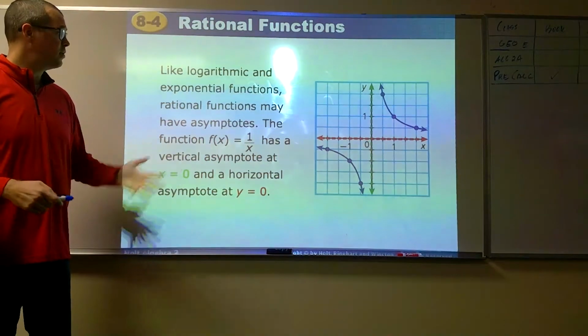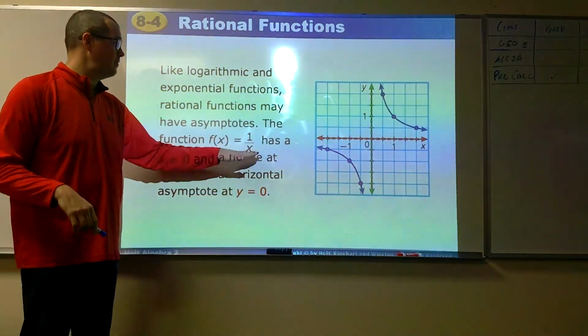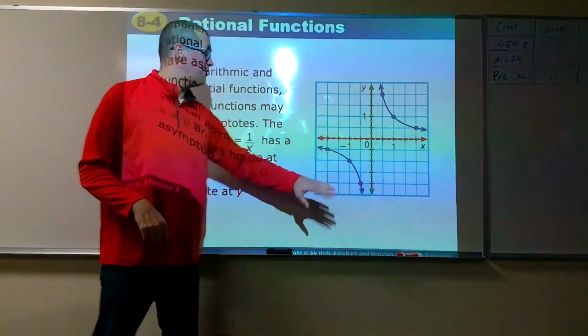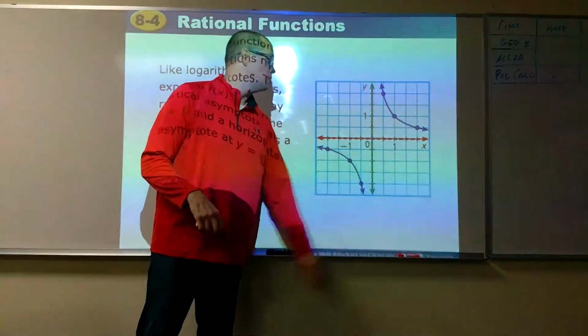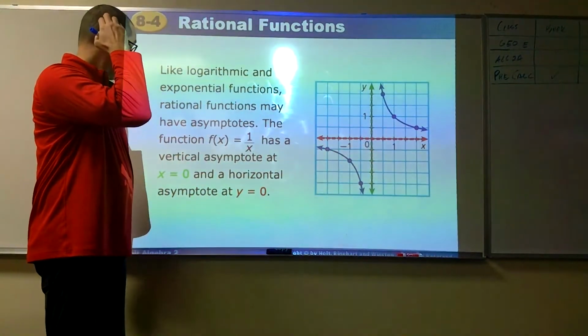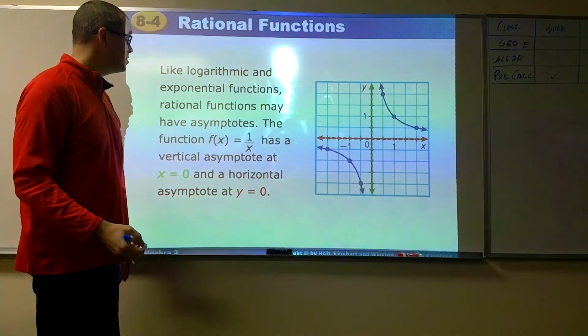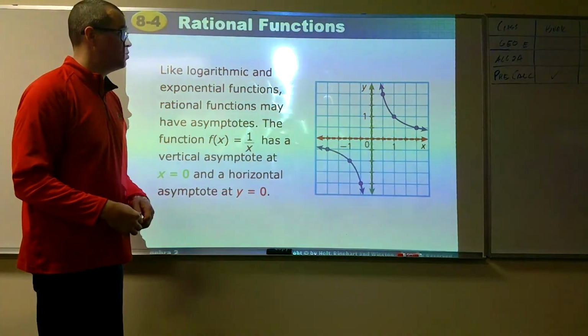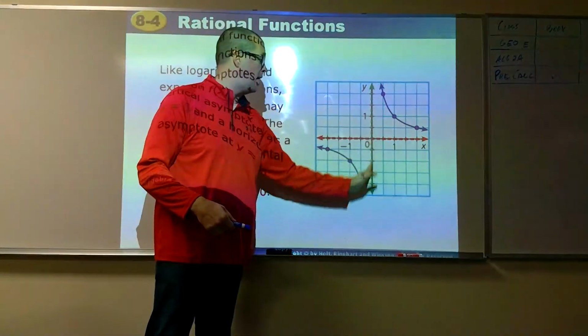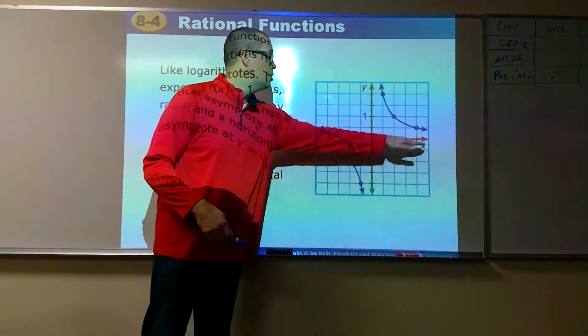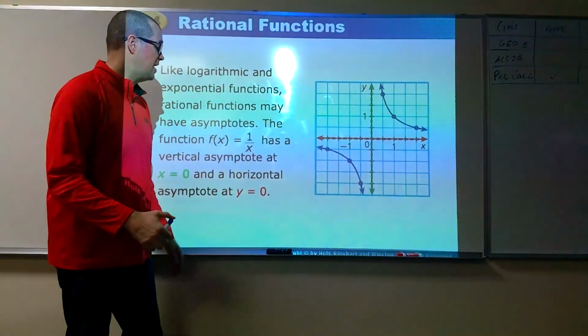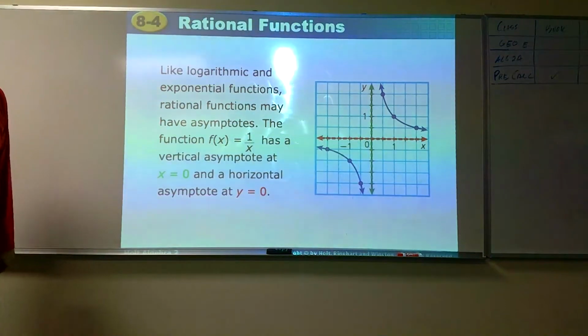Lesson 8.4 is going to deal with rational functions, which we know is 1 divided by x. The original graph kind of looks like that with those asymptotes there. And an asymptote is where the graph can't cross, what it can't be. So this would be right here. The y-axis would be a vertical asymptote. The red dotted line there, the x-axis, would be a horizontal asymptote.